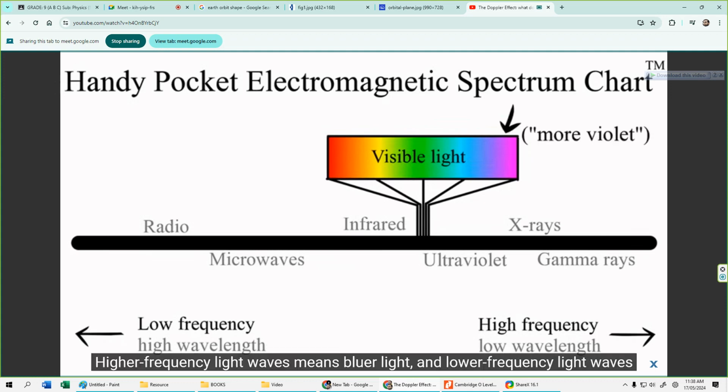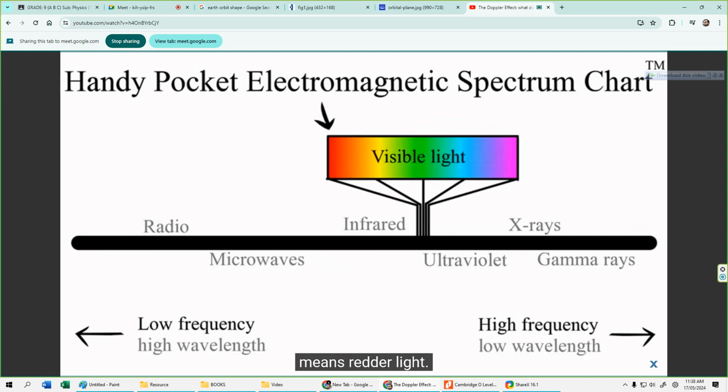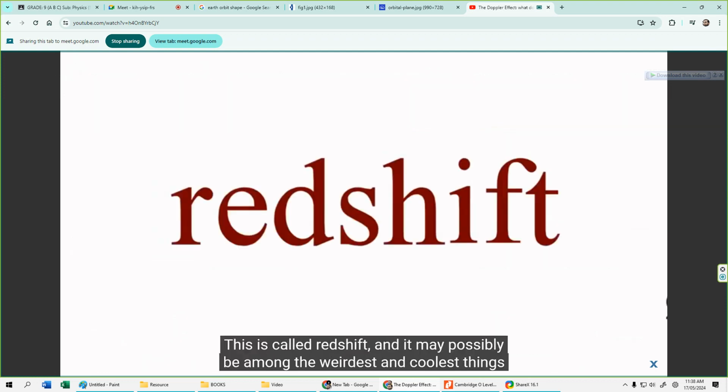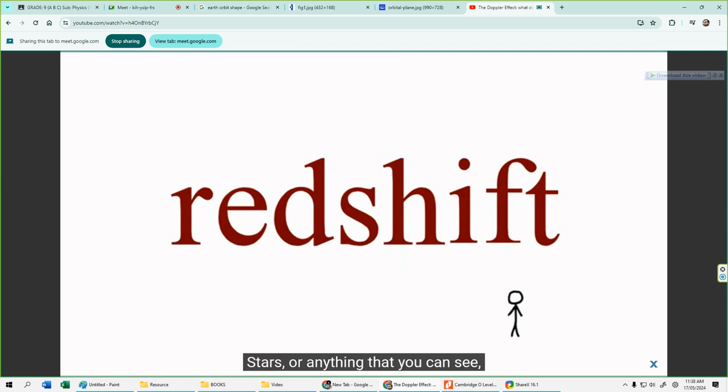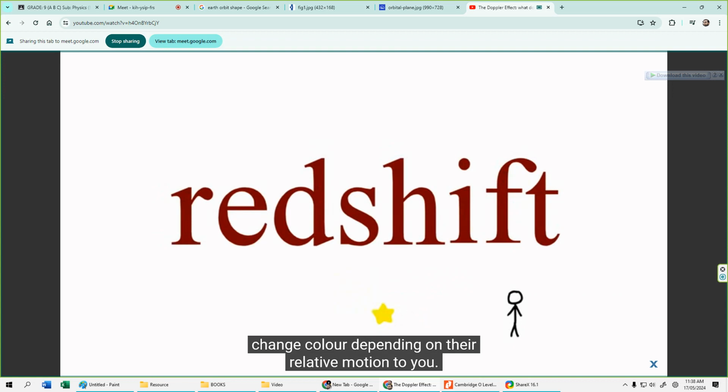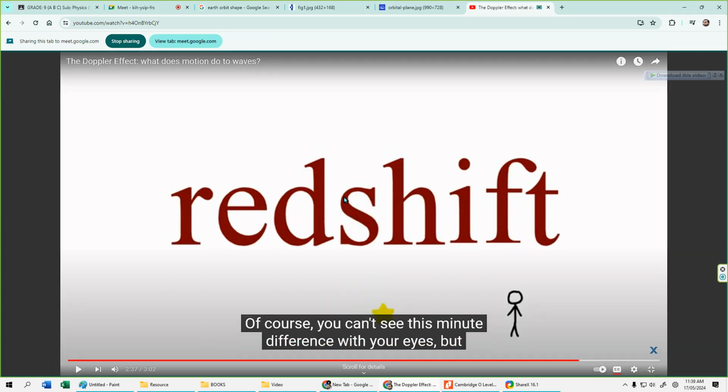frequency light waves may be blue or light, and lower frequency light waves may be red or light. This is called redshift, and it may possibly be among the weirdest and coolest things of all time. Stars, or anything that you can see, change color depending on their relative motion to you. Did you see the change of the color of the star?